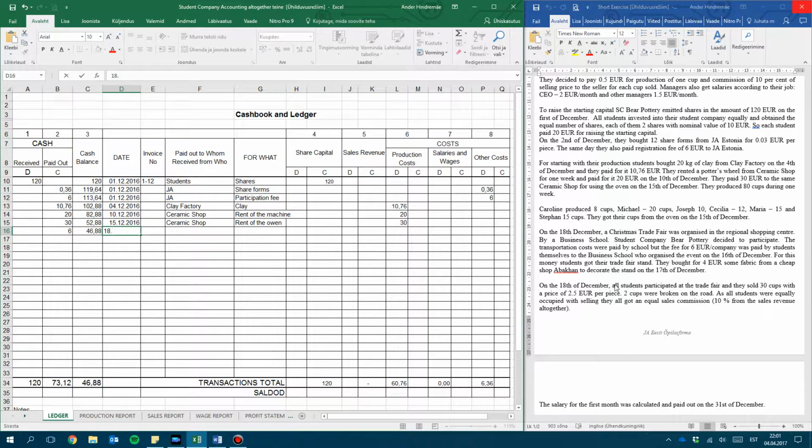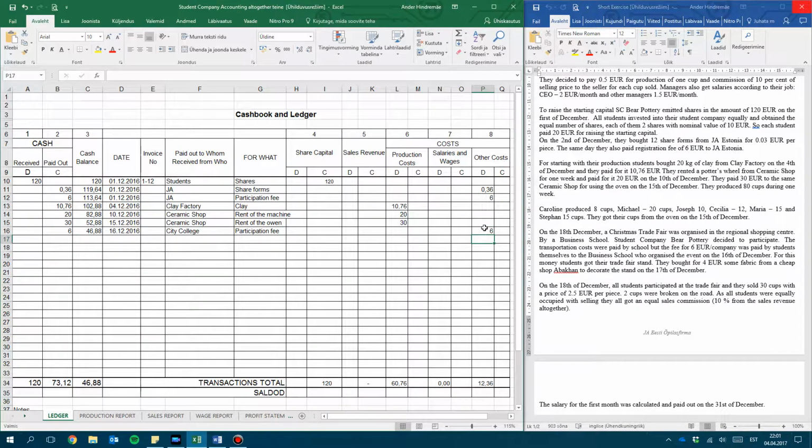Sorry? 16th was the date. 12 to 16. And it was paid to the City College for participation, yeah. And as always, credit has to find its debit. It is not a production cost. It is not a salary or wages, so it has to go to the dollar costs in our table, and we're going to add it over here.